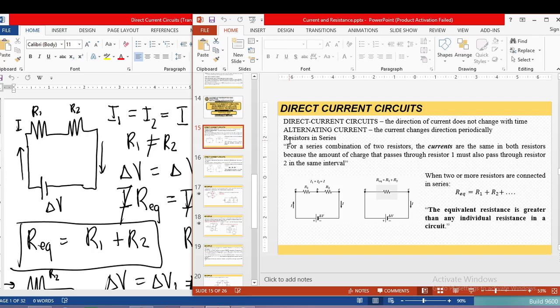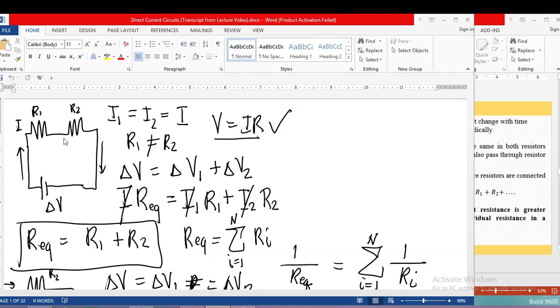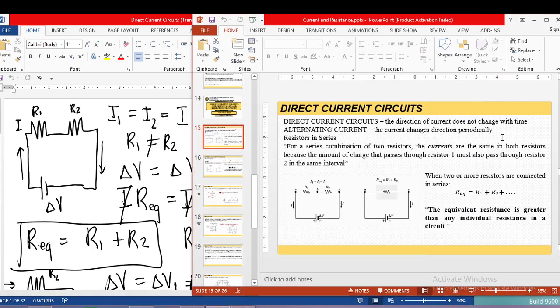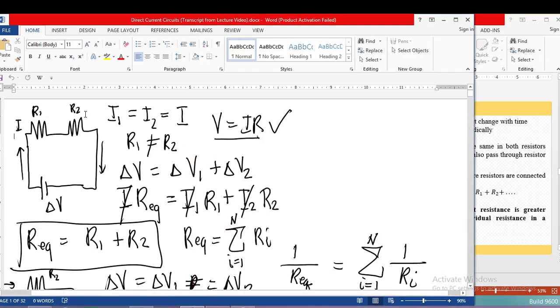So resistors in series. When there is a combination of two resistors in series, the current is the same in both resistors. Meaning if I have a circuit like this one and I connect both resistors in series, there is a current flowing through R1 and R2, and they are the same. The current supplied by the voltage source is equal to the current through R1 and R2. As you can see, I1 is equal to I2, which is equal to the total current. However, even though they have the same current, generally R1 is not equal to R2.